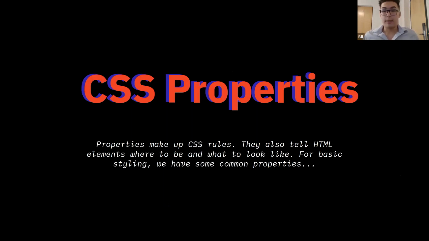So now let's talk about CSS properties. Like I said, just like in HTML, we have a lot of tags. In CSS, we have a lot of different properties. And these properties are going to allow us to basically change HTML elements in almost any way that we want to. They can tell HTML elements where to be, what to look like, change the color, change the size, all sorts of stuff.